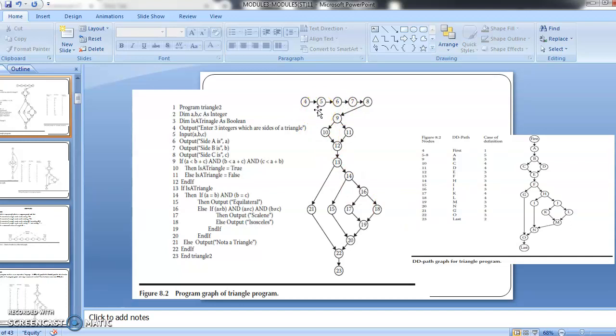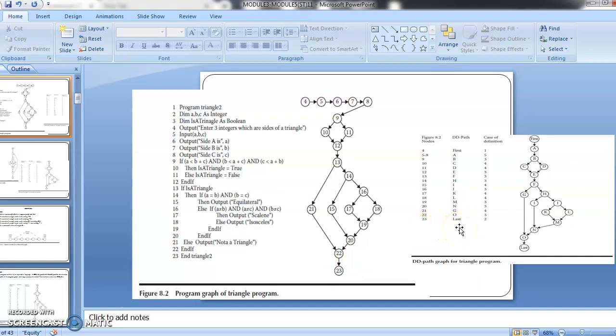rather than writing the line numbers, it is written with characters, and for that we call it a DD path. So here the node numbers 5 to 8 are written with the letter A, and the fourth node is represented as first over here, and the ninth node with B, and similarly the 13th node is represented as F in the DD path graph of the triangle program, and the 23rd node is represented as last.